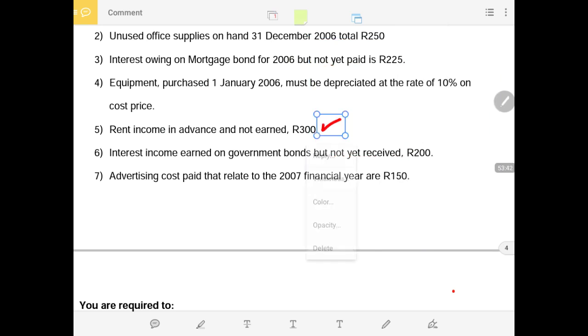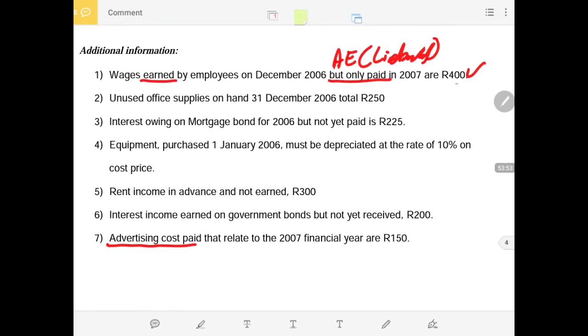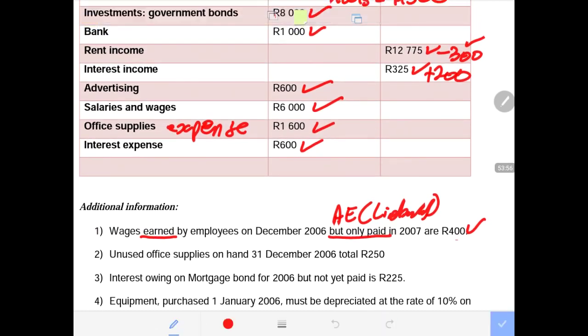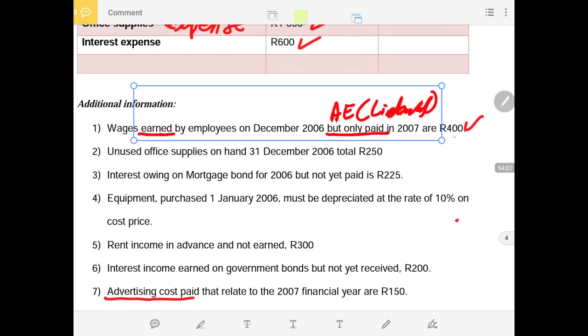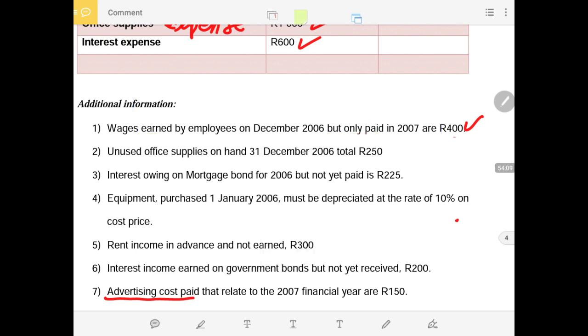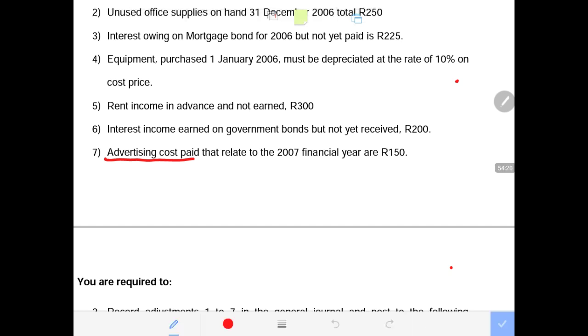Adjustment number 7 is advertising expense or advertising cost. They say advertising cost paid, it is already paid. The minute it is paid, that means it is already included in the trial balance unless stated otherwise. So in this case, it's paid, meaning it was recorded at the point of the payment, and it was recorded also in the trial balance, unless the adjustment states otherwise and says it was not yet recorded. But in this case, there is no such thing.